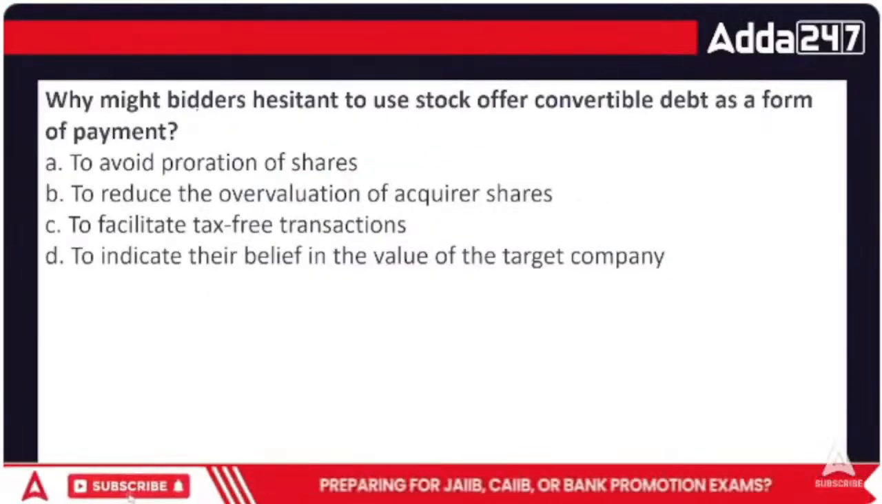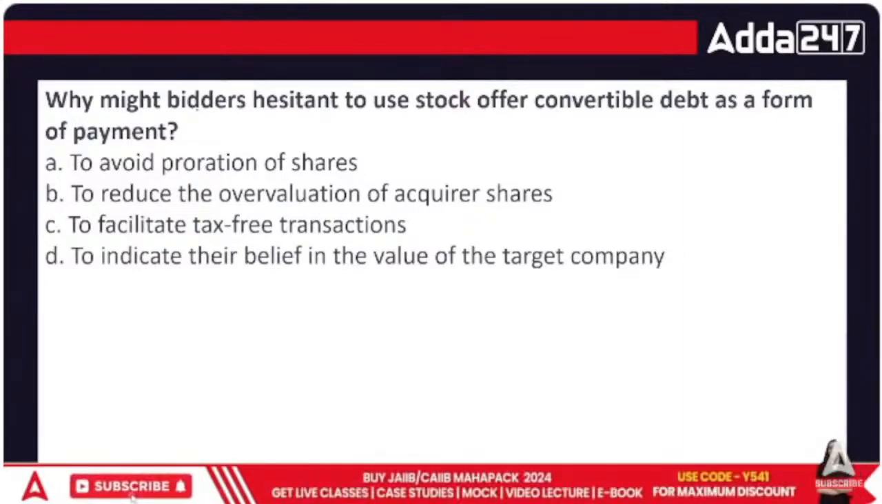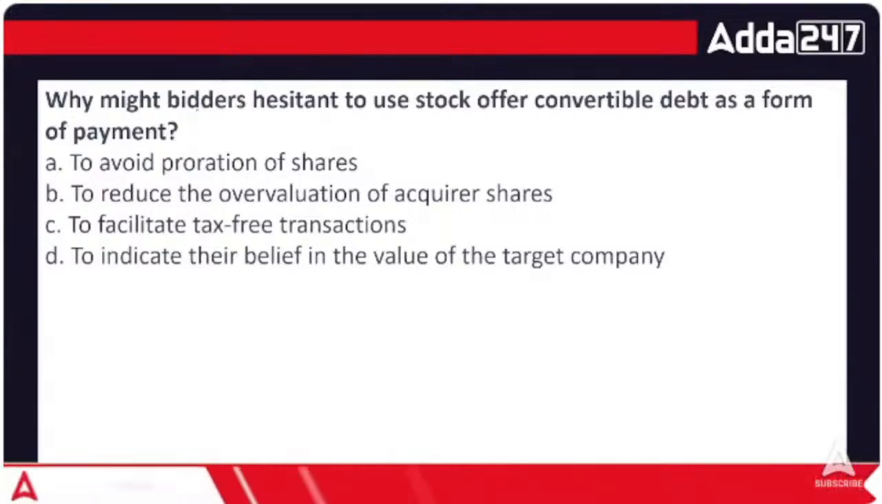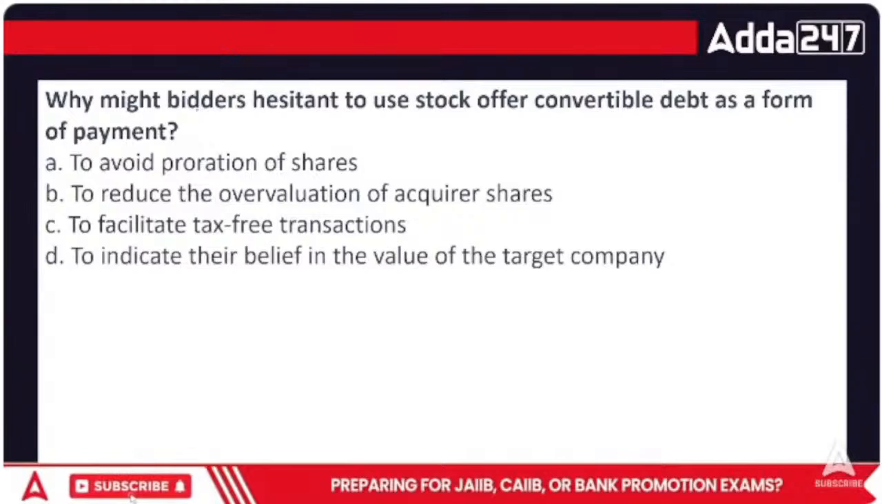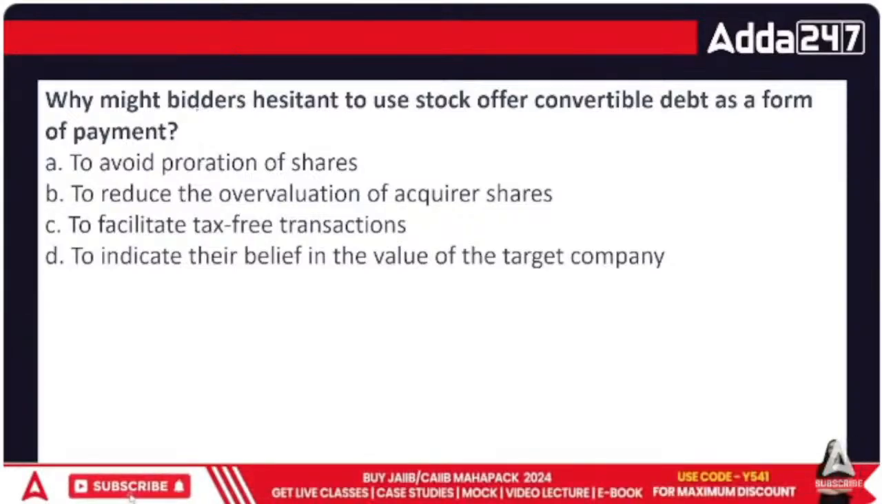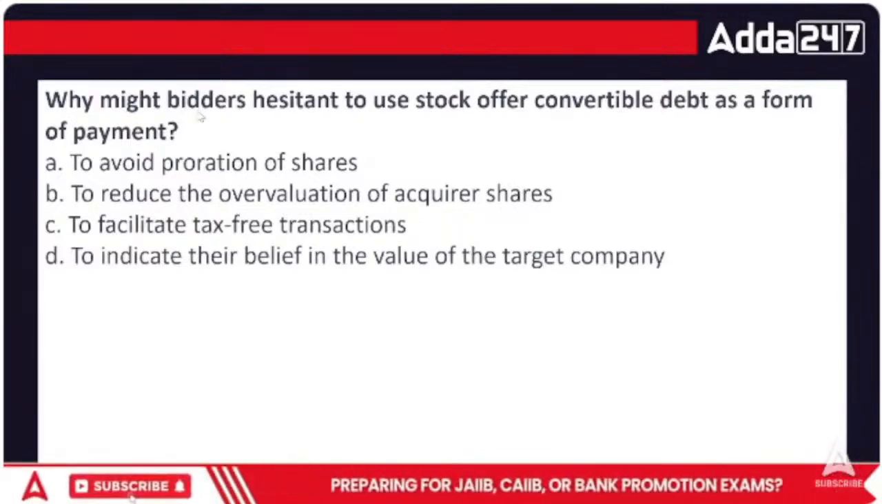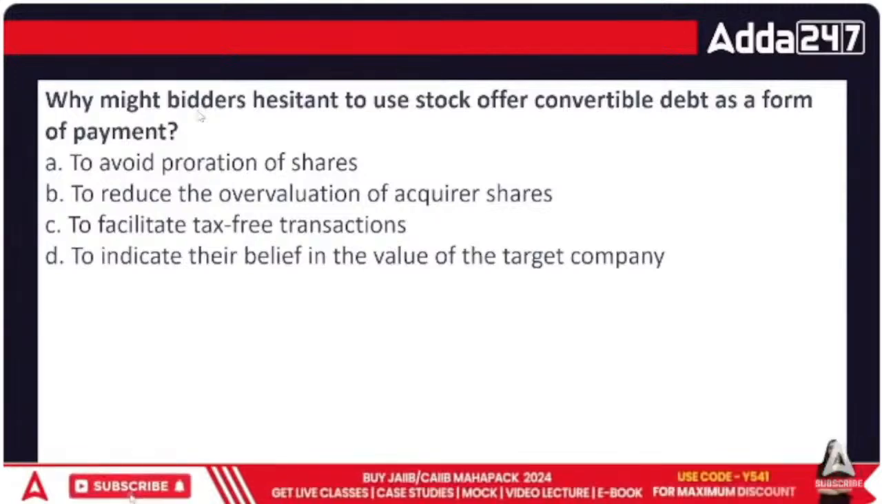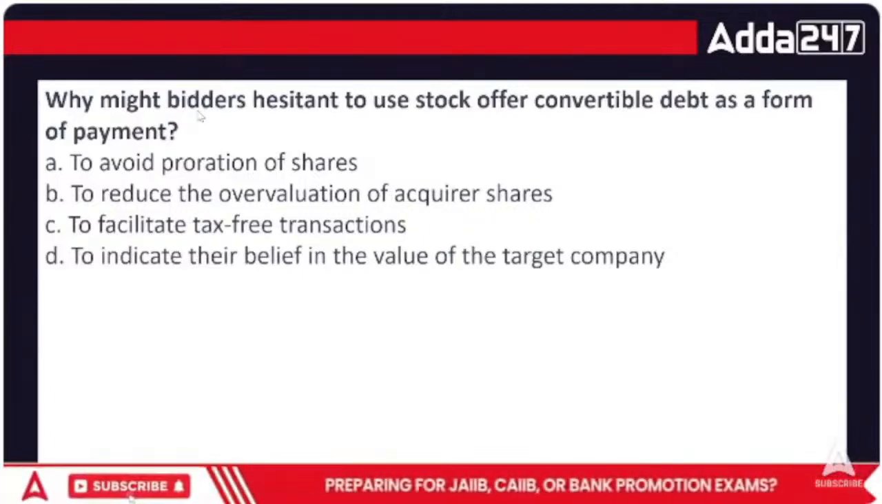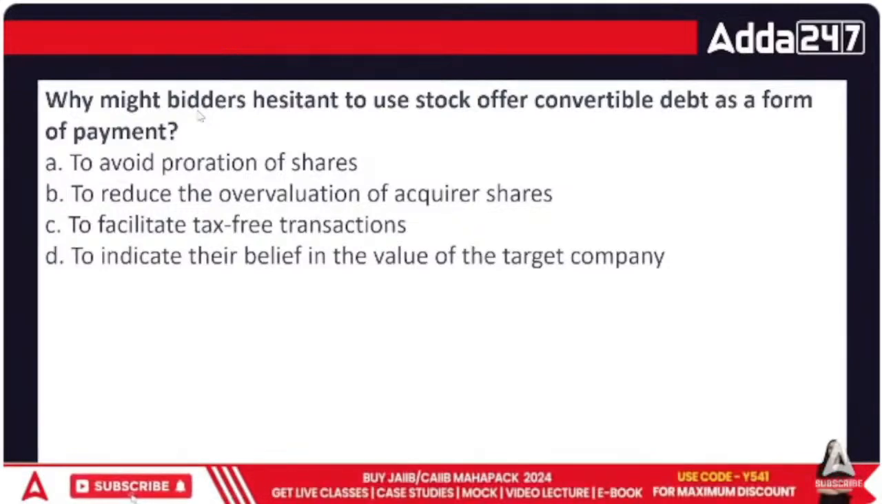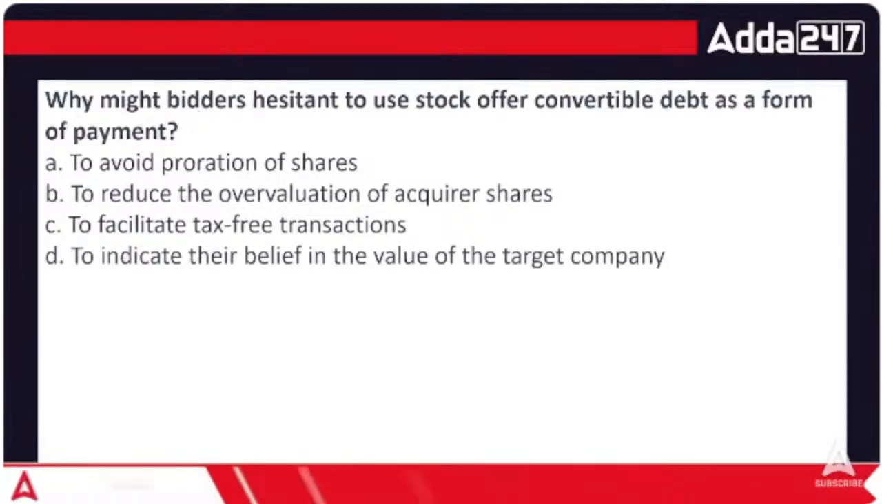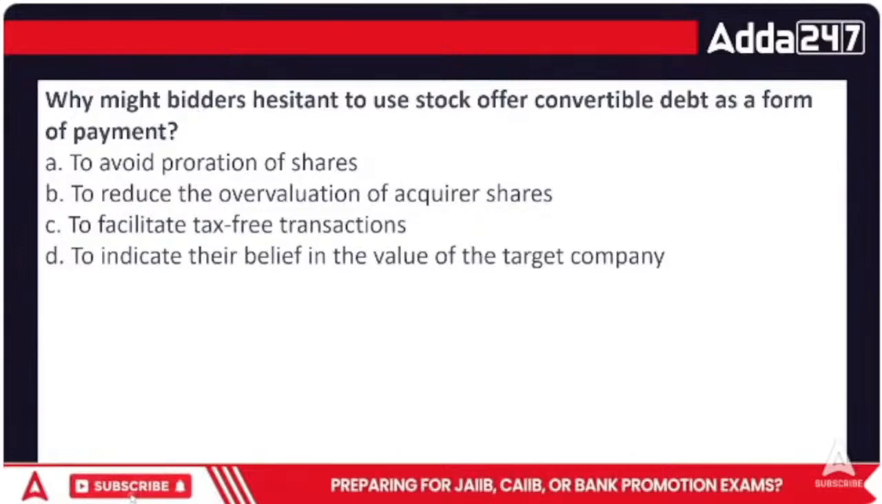Why might bidders hesitate to use stock over offering convertible debt as a form of payment? To avoid proration of shares, to reduce the overvaluation of acquirer shares, to facilitate tax-free transactions, or to indicate their belief in the nature of the target company. We are always doing this scenario so that we can actually reduce the overvaluation of the acquirer shares. Because if there is an overvaluation, the chances are high that later on the organization might be facing backlash from the market itself, right?